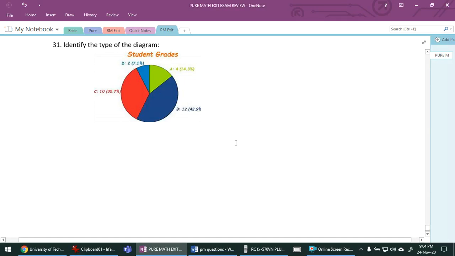Question number 31 is, identify the type of the diagram. So the simple question is, what is this picture called? This picture is called pie diagram, or you can also say pie chart. When you see a circle divided into different sectors writing the percentage, then this is called a pie diagram or pie chart.